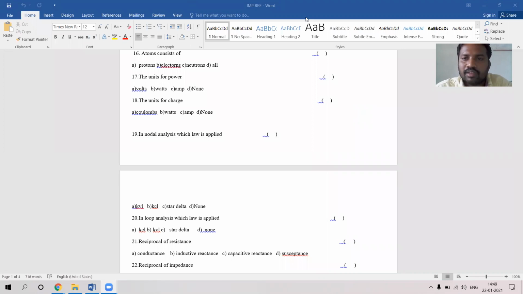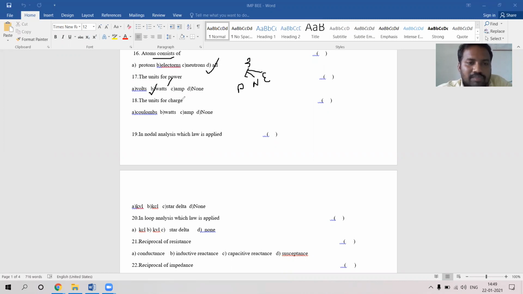Next question is, an atom consists of three fundamental particles, that is protons, neutrons and electrons. So protons, neutrons, electrons all are there. So the answer is all. Now coming to the 17th question, that is units for power. We know voltage is in volts, current in ampere. Volts and amperes are not the answer and none is not. Here watts is there, so the unit for power is watts.